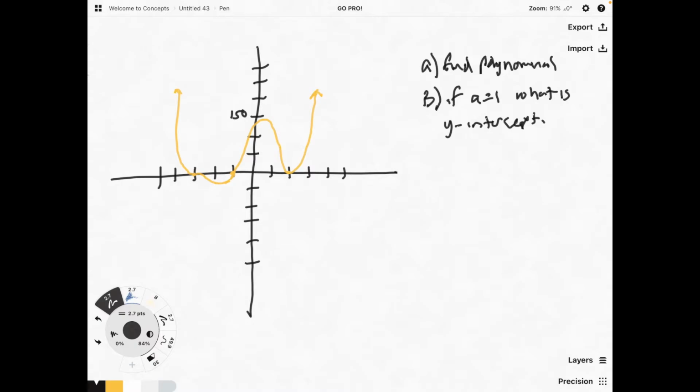So let's do that. We see that there are 3 intercepts here. We have one here, and one here, and you will have to excuse my graph because it is not super pretty.